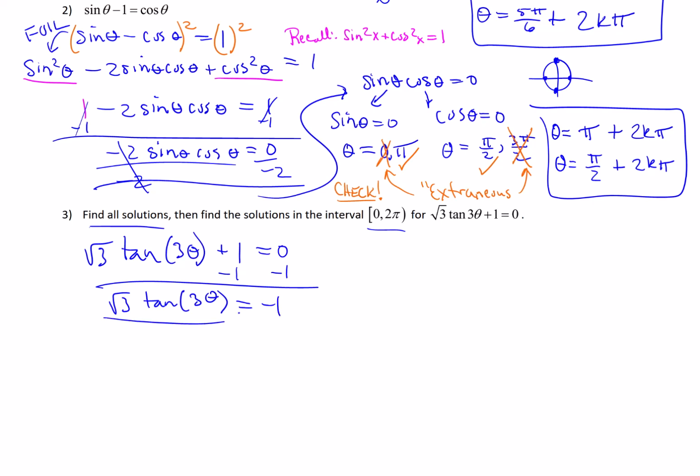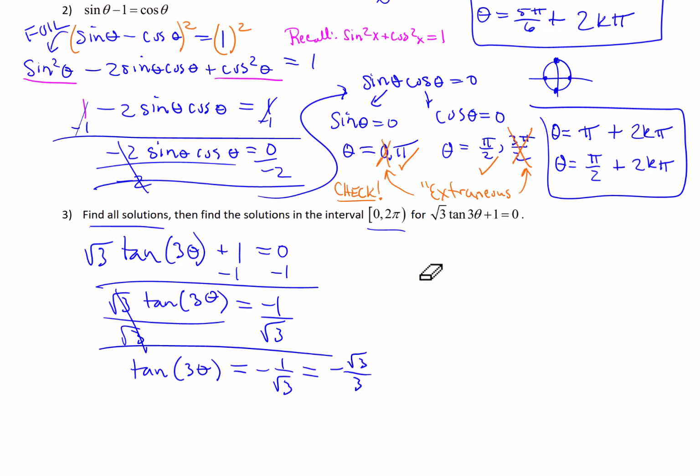And then we can divide both sides by the square root of 3 as another step in getting the trig function by itself. So now we have tangent of 3 theta on the left side equals negative 1 over the square root of 3, which would be more familiar to us if we rationalized. That's the same thing as negative square root of 3 over 3, which is, again, just more familiar with our unit circle. Speaking of which, let's go ahead and draw one.